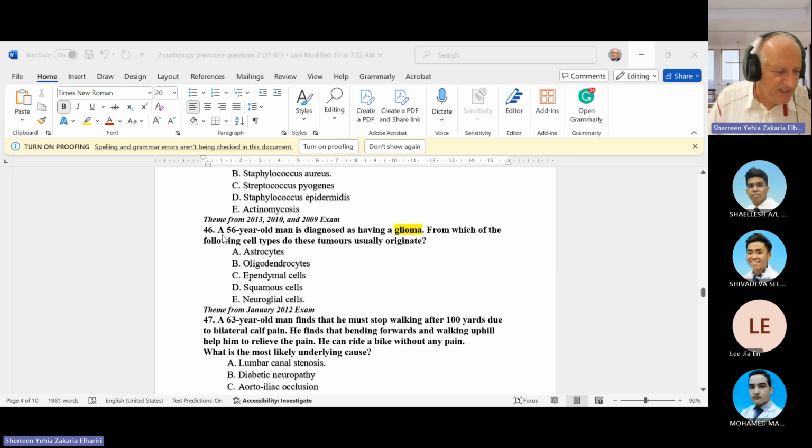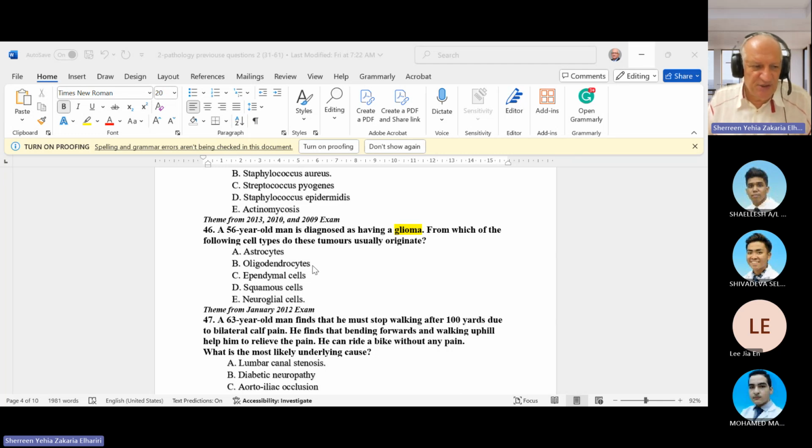The next question is tricky and difficult, and it is about a 56 years old man diagnosed with glioma of the brain. From which of the following cell types does the tumor originate? Actually, glioma is from neuroglia. But other tumors, like astrocytes, can cause astrocytoma, but it is a special cell in the brain.